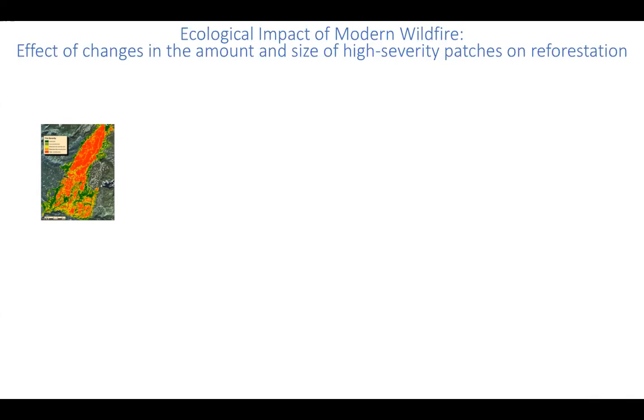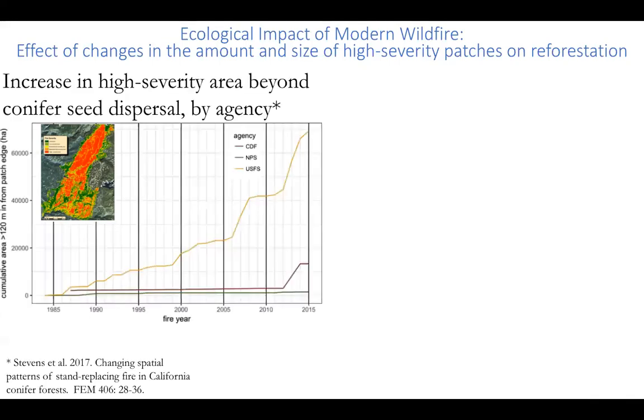We're all familiar with seeing maps like the one shown here, which is the King Fire from the Sierra Nevada in California, where we've got large patches of red. And the red represents high severity fire. I assume most folks on this call are used to looking at burn severity maps like this, but that's essentially areas where the forest has been completely removed.